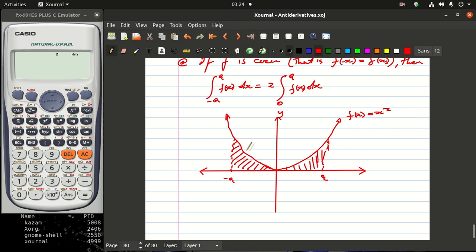Because I know that this is even, moving from here to there, this area and that area is the same. It is enough for me to just find the area from 0 up to a, because this area here, I know it is equal to that. So finding this area and then multiplying it by 2, I will get this whole area. That is what this thing is saying. This is only true if I know f is an even function.